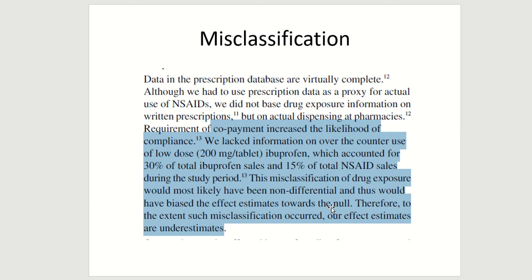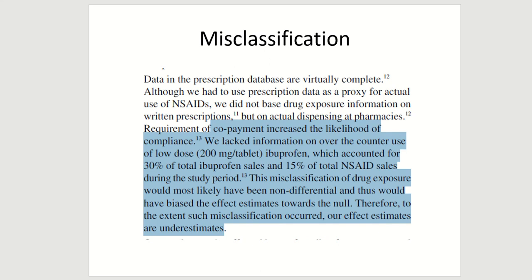Since we did find an association, even if we fix that problem, even if for some reason we could find those who were taking ibuprofen and put them back in the exposure group, all that would do is make our association even stronger, and therefore our conclusion would stand. So therefore, to the extent such misclassification occurred, our effect estimates are underestimated.